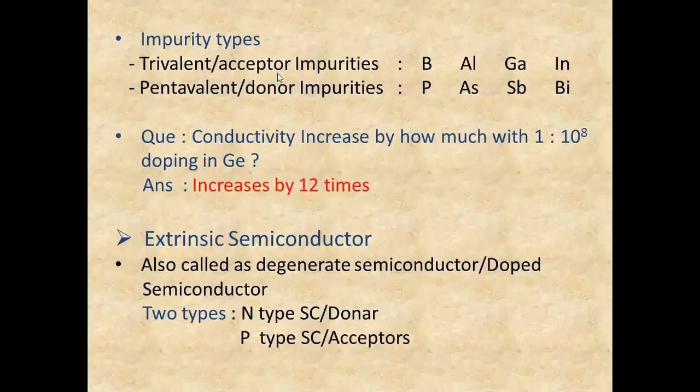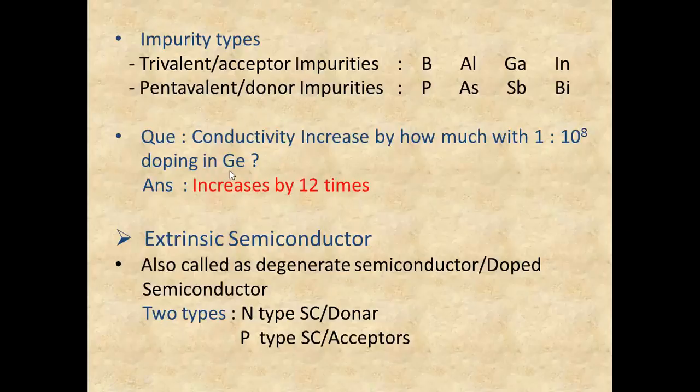Now why is it acceptor? Acceptor, because it has 3 electrons, it will try to grab one electron to complete its bonding. So it will try to accept electrons. Pentavalent already has 4 electrons to complete the bonding with the neighboring elements, and it has one extra electron that it can donate to some other atom to complete the bonding. So that's why it's donor impurity.